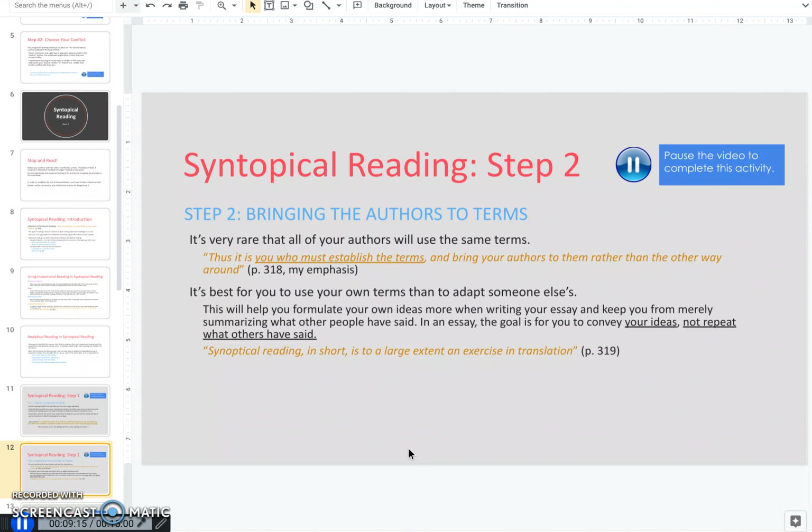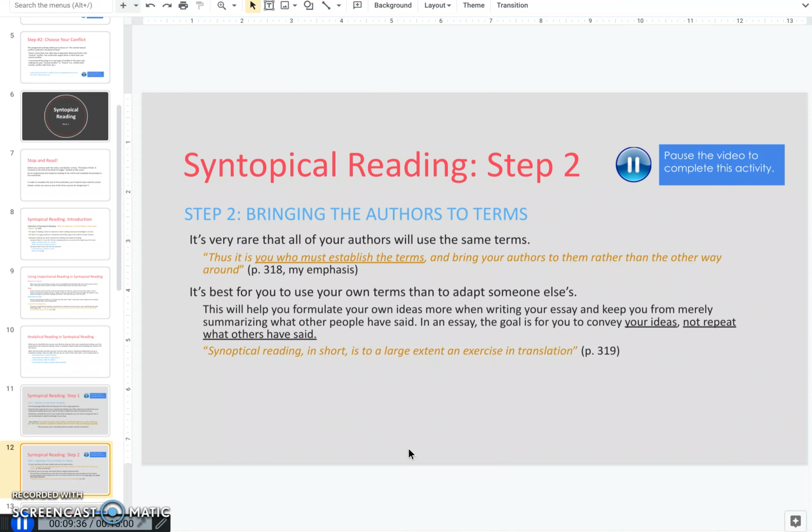All right, so for step 2, you're going to be bringing the authors to terms. Remember, by the word terms, we mean how a writer is defining a word. I can give the example of the word love. How I might use and define the word love is different from how you would use it and define it.